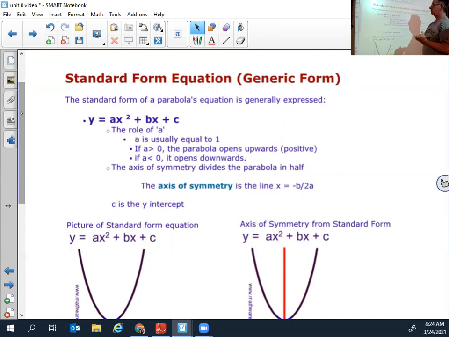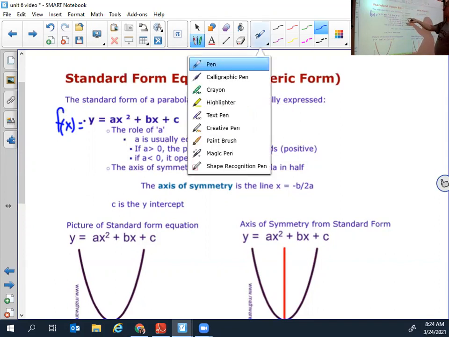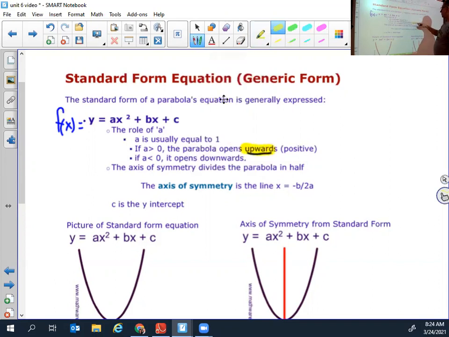So standard form, same thing, f of x and y are the same thing. So f of x equals y equals ax squared plus bx plus c. A is usually 1. When a is greater than 0, it opens upwards. Okay, that's going to be important. Highlighter. Opens upwards. When a is less than 0, it opens downwards.